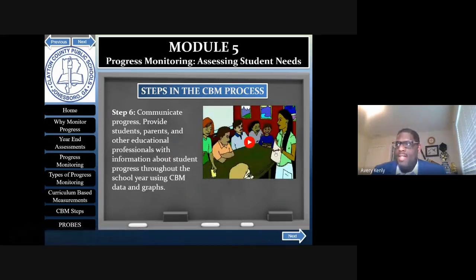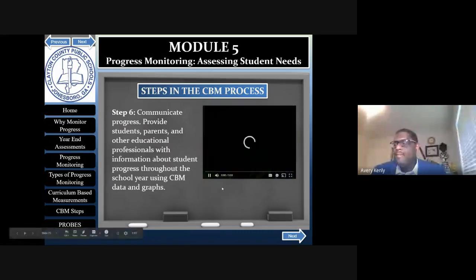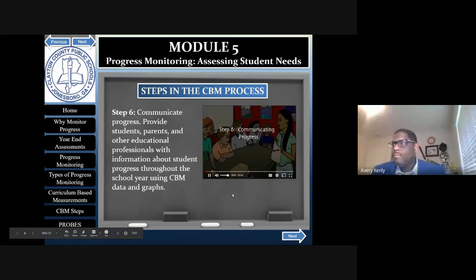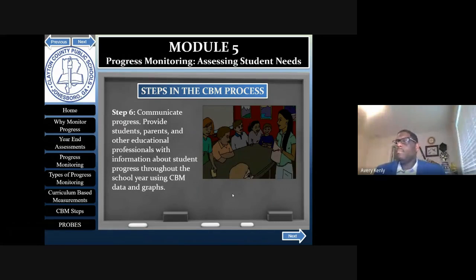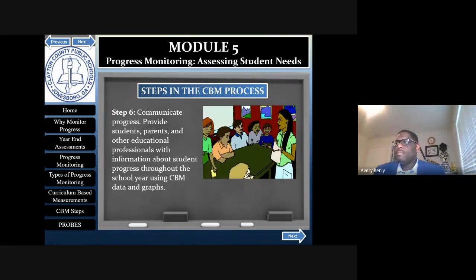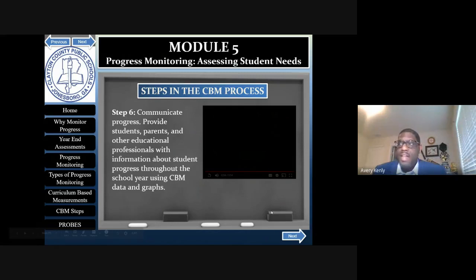All right, step 6. This is where we communicate progress. After all of this information is gathered, Ms. Begay shares it with students, parents, and other professionals. Studies have shown that students like seeing their progress, are more aware of their progress, and even feel more responsible for their own learning when provided with CBM information. Parents who received CBM data reported better communication with teachers. Using CBM data also facilitates the decision-making process when educators and professionals collaborate. All right, so that's step 6.